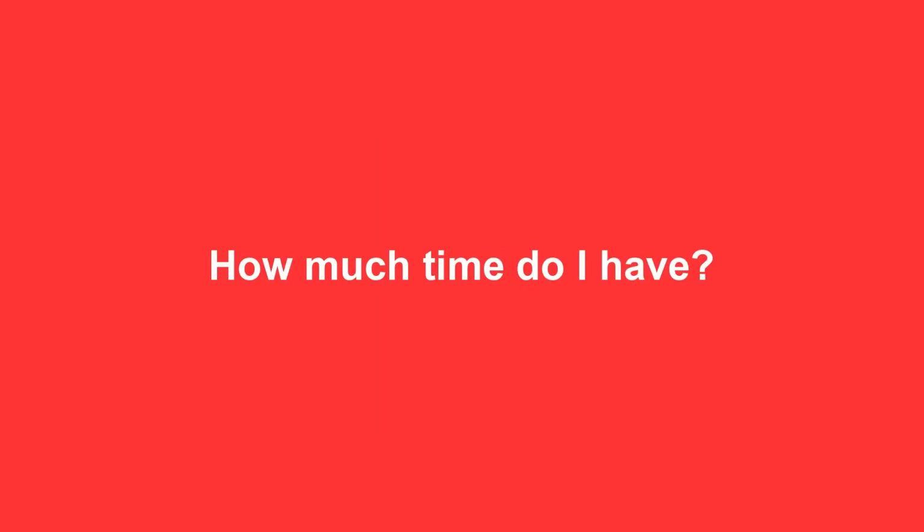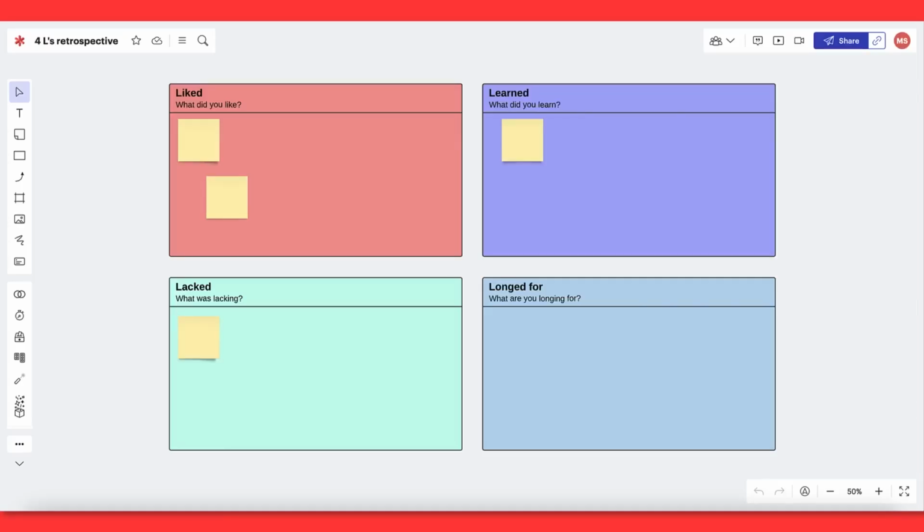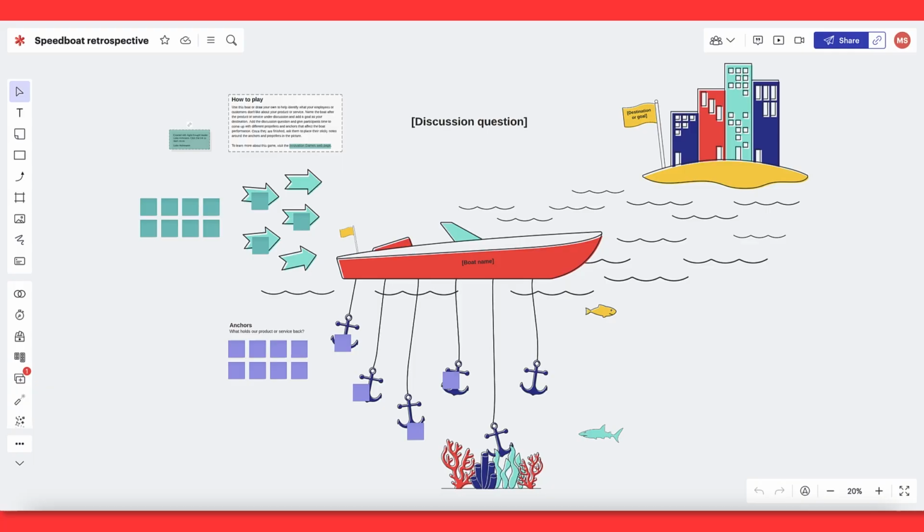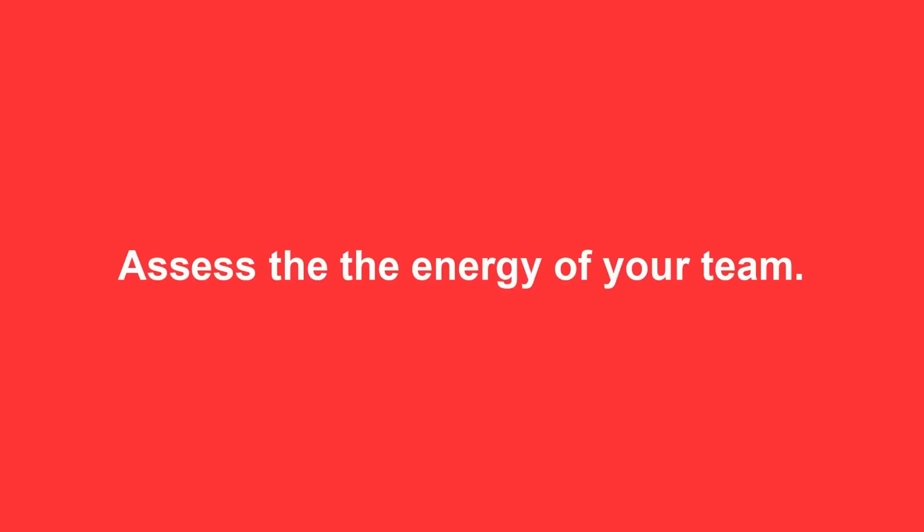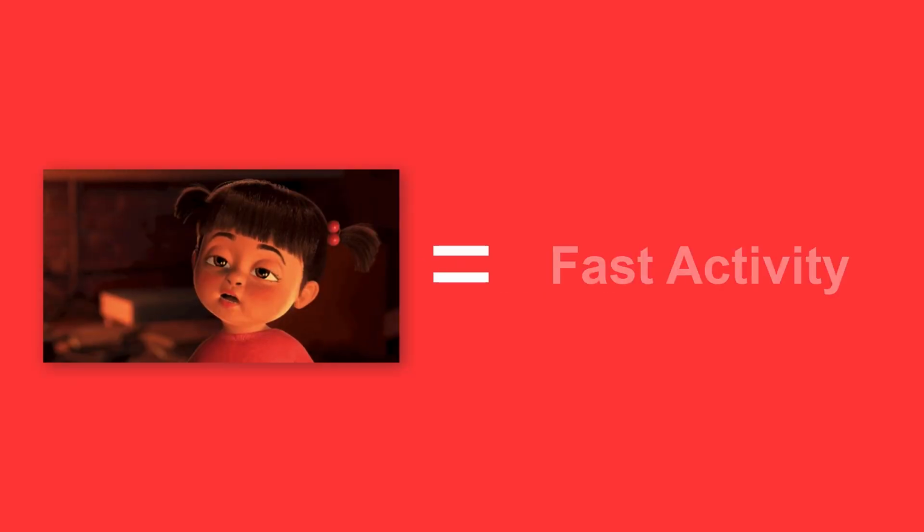And finally, how much time do I have for this activity? Some activities, like the 4Ls retrospective, are very fast, and some, like the speedboat activity, can take longer to do. Read your team to assess their energy levels. If the session was really long and your team seems tapped out, choose an activity that won't take much time.